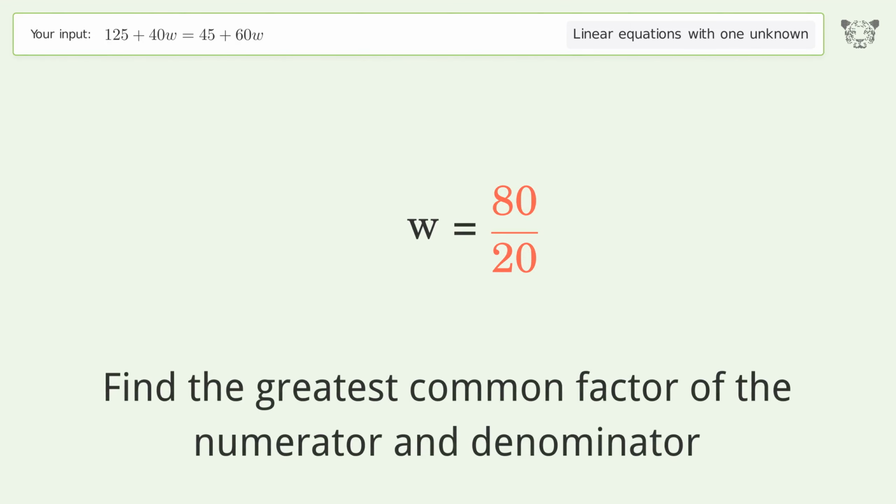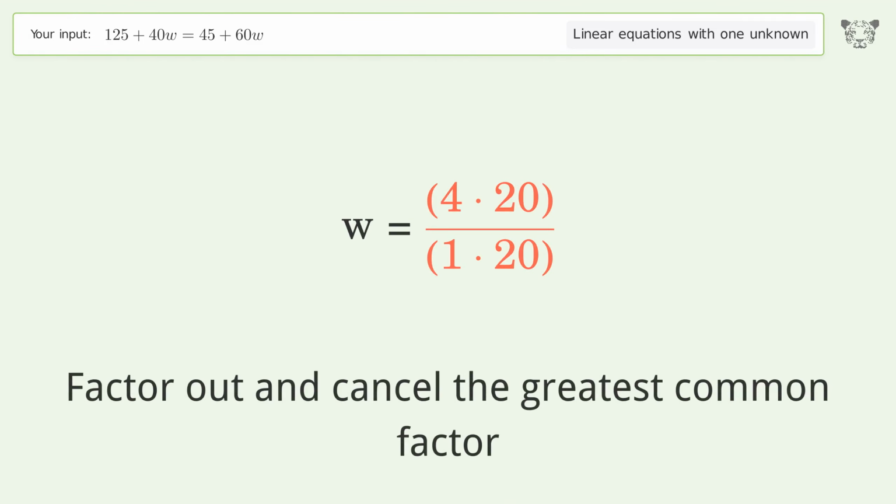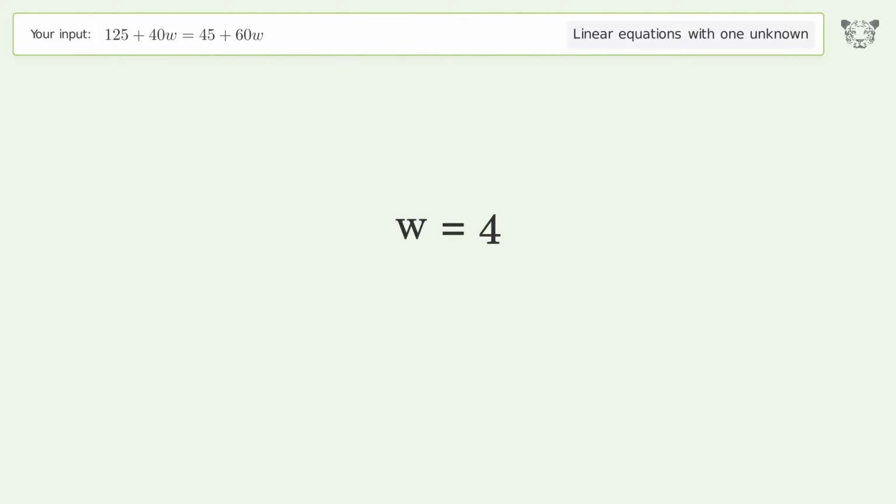Find the greatest common factor of the numerator and denominator. Factor out and cancel the greatest common factor. And so the final result is w equals 4.